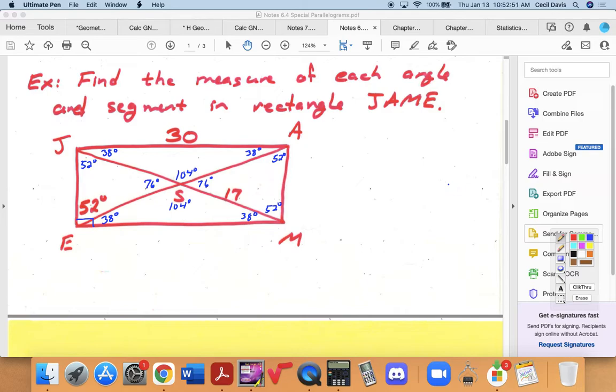All right, now let's start with the segments. Sammy, I told you could start. Segments JS, SA, and ES are all 17. Yes, all of these are going to be 17.